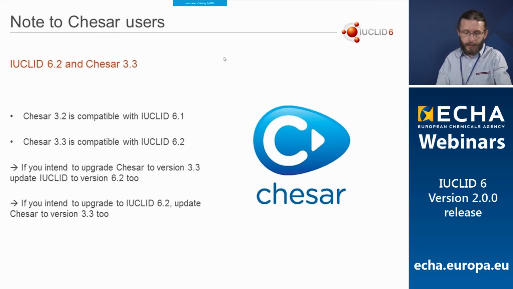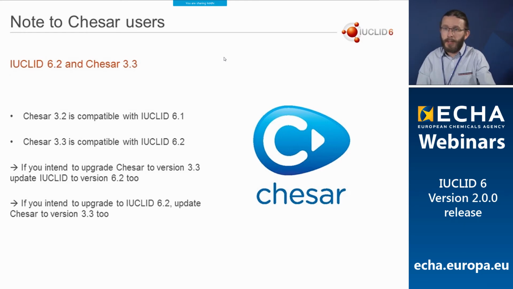And to finish this section of the webinar about Euclid compatibility, there is here a note to Chesar users. You will soon be informed that Chesar 3.3, the new version of Chesar, has been released, published today on the Chesar website. You can download it now. And our recommendation is to upgrade both systems at the same time. So if you intend to upgrade Chesar to version 3.3, then you should update Euclid to version 6.2 as well.